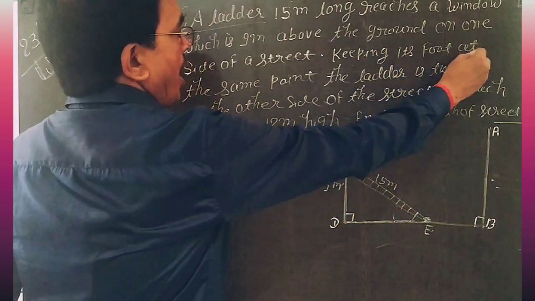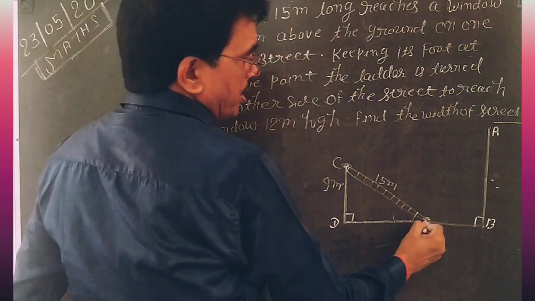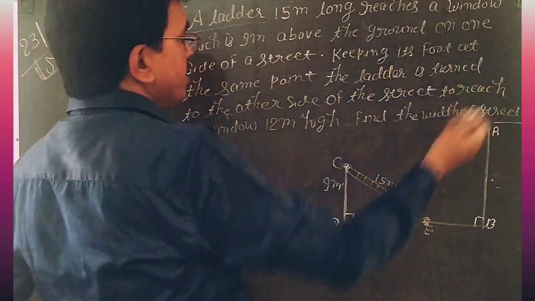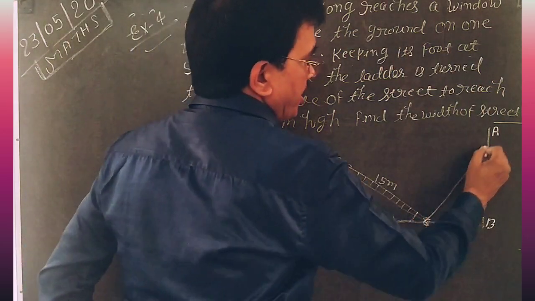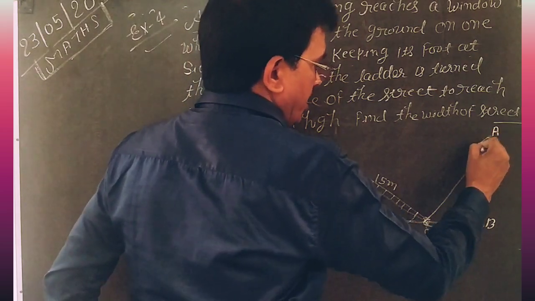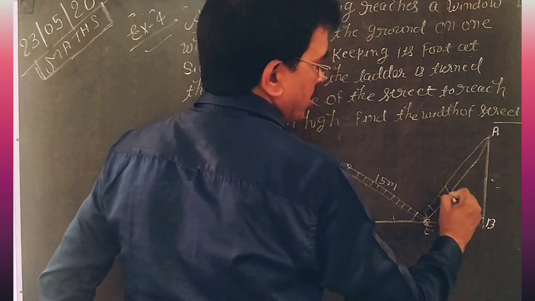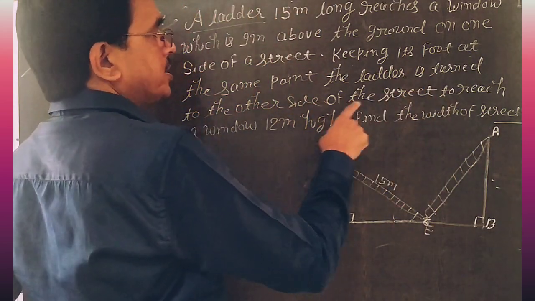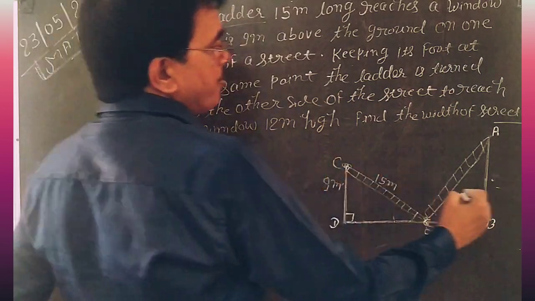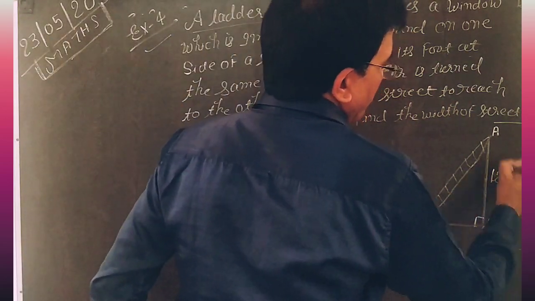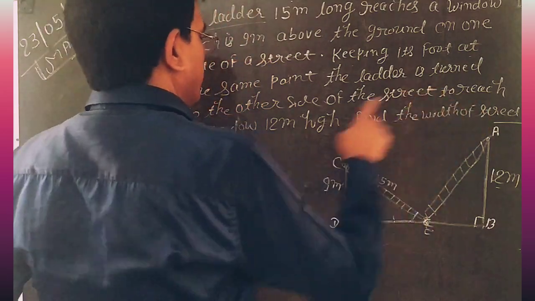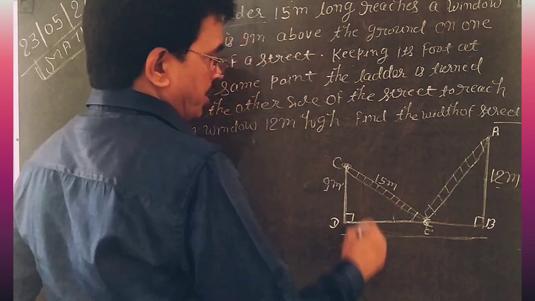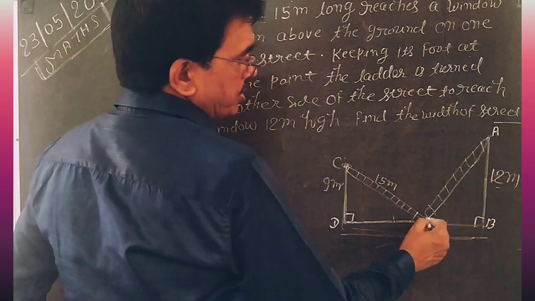Keeping its foot at the same point, the foot of the ladder kept at the same point E, it turns to the other side. Here is the ladder. Turn into the other side, and on the other side of the street it reaches a window 12 meter high. This is 12 meter. Then your question is to find the width of the street. One side is a house, the other side is a house.